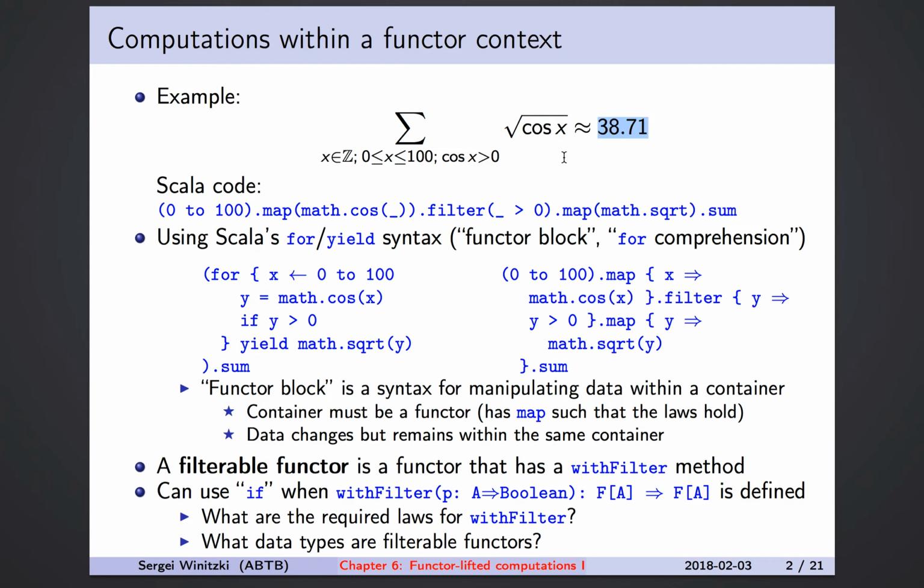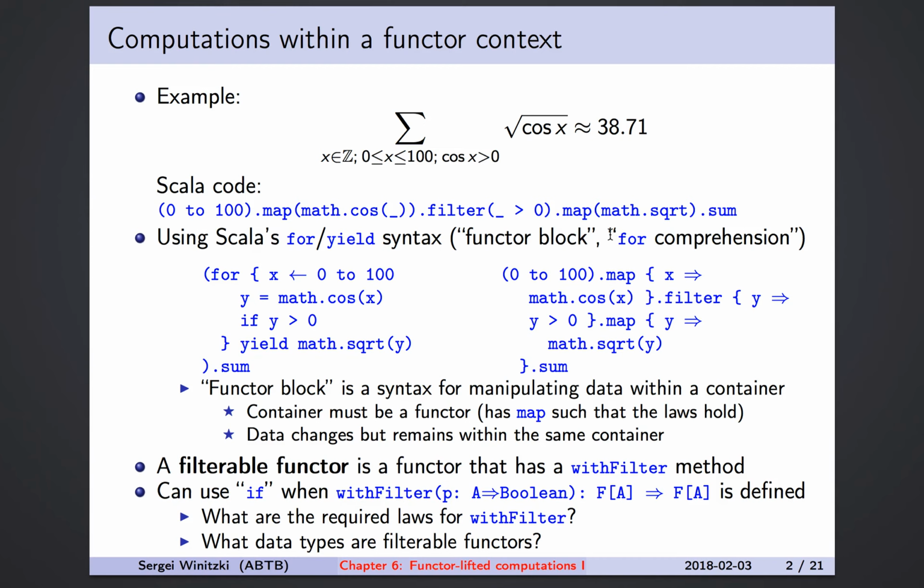Now, Scala has a different syntax for computations like this, where you have a chain of map, filter, map, and so on. This syntax uses the keywords for and yield. So it is sometimes called a for yield syntax. I prefer to call it a functor block because this does not work unless you have some functor type around, and you're using this only for computations in a functor type.